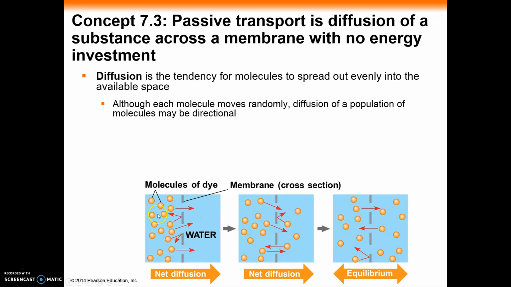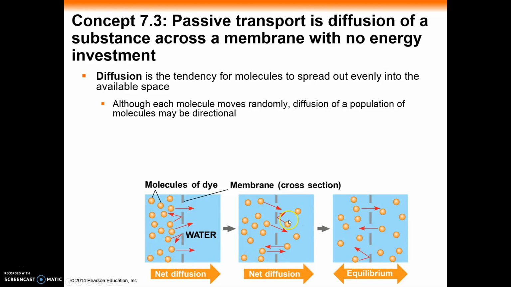Over time, when you have a high concentration of dye molecules over here and none over here, you're going to slowly start to move more and more over here because there are none over here to move back. So they can either bounce off or they can go through. One of the two things is going to happen. So over time, these will go through.